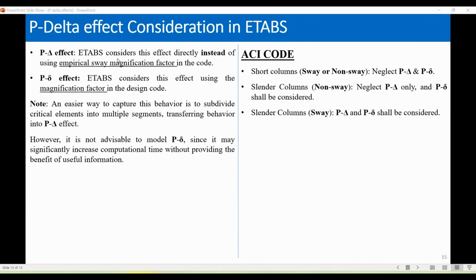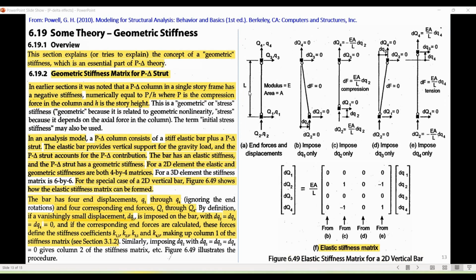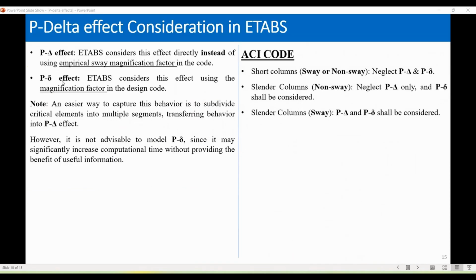For the P big delta effect, ETABS considers this effect directly instead of using the empirical sway magnification factor in the code, which is denoted by del sway. While the P small delta effect in ETABS is considered using the magnification factor in the design code, and it is denoted by del NS or delta non-sway. Then guys, for the P big delta effect, we need to follow this procedure shown here, while for the P small delta effect, we need to use the magnification factor, which is delta non-sway.